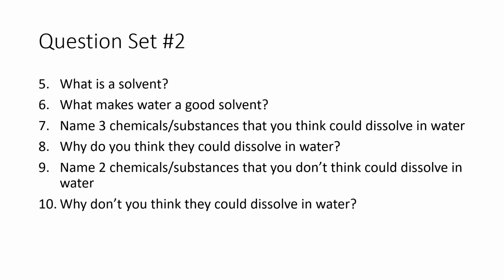Number 9, name 2 chemicals or substances that you don't think could dissolve in water. So the most obvious example is something like oil or just variations on oil. So oil, motor oil, olive oil. Other things you can think of like plastic, a solid hunk of metal, things like that. If you put them in water, they probably would not dissolve. Why wouldn't they dissolve? Because they're not polar substances on their own. They don't have that pole to pole attraction, a dipole-dipole attraction there. And that's it.